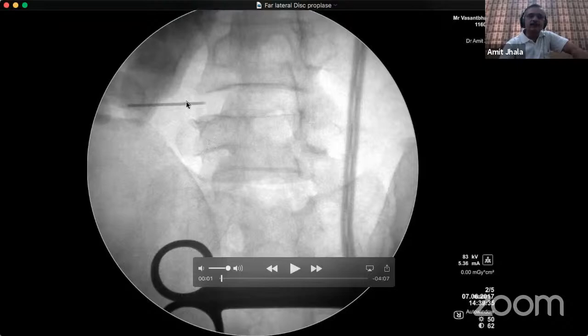Once you see this part, I put in the needle there, and the docking is usually at the angle of the transverse process and the superior facet. This angle is very beautifully seen in a 20 to 30 degree tilted C-arm position. So this is where I see this angle, and then I mark with the help of the needle. And now the video starts.